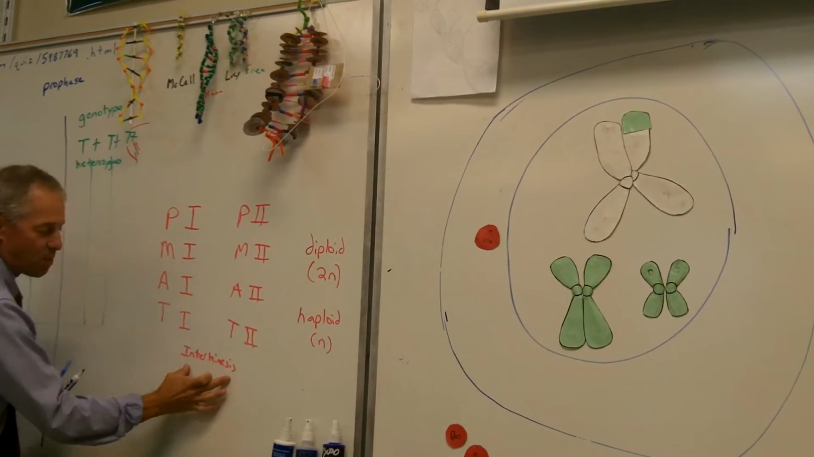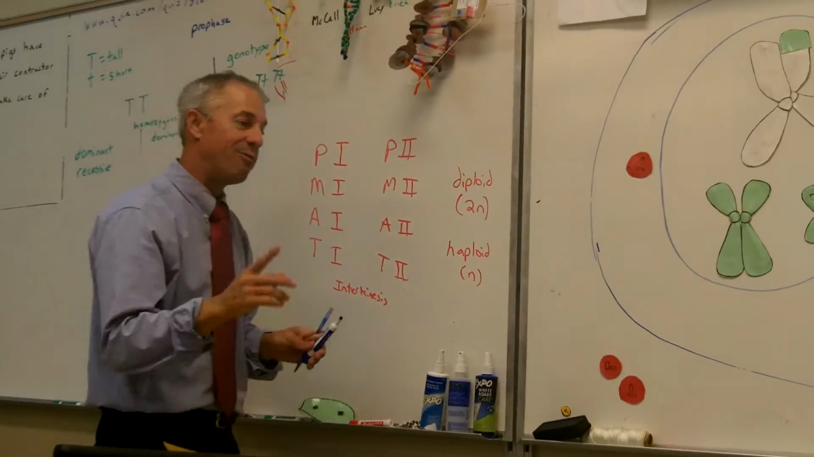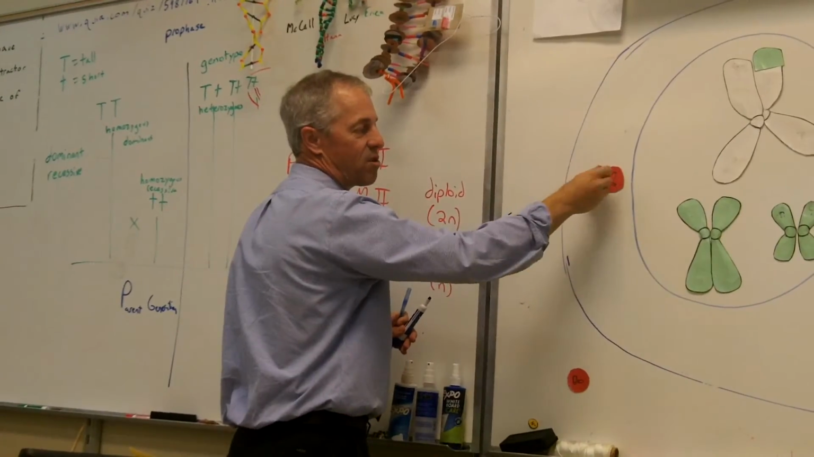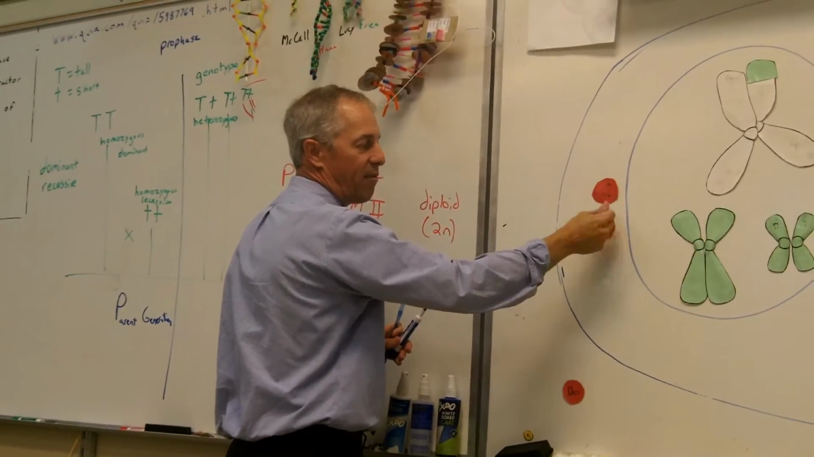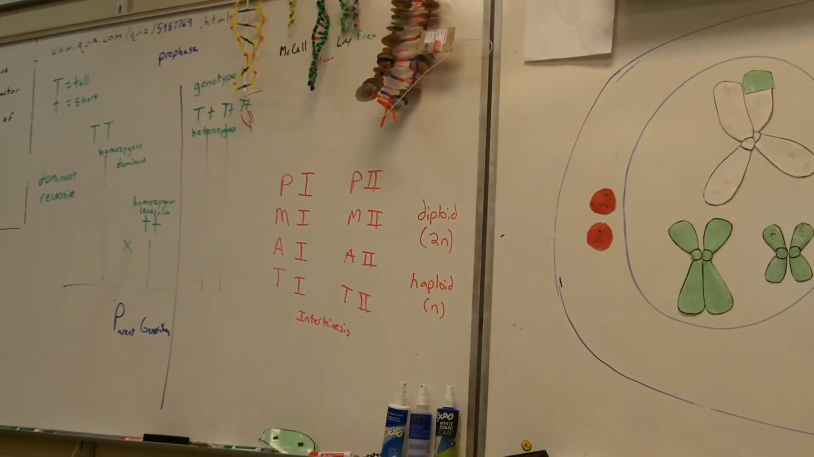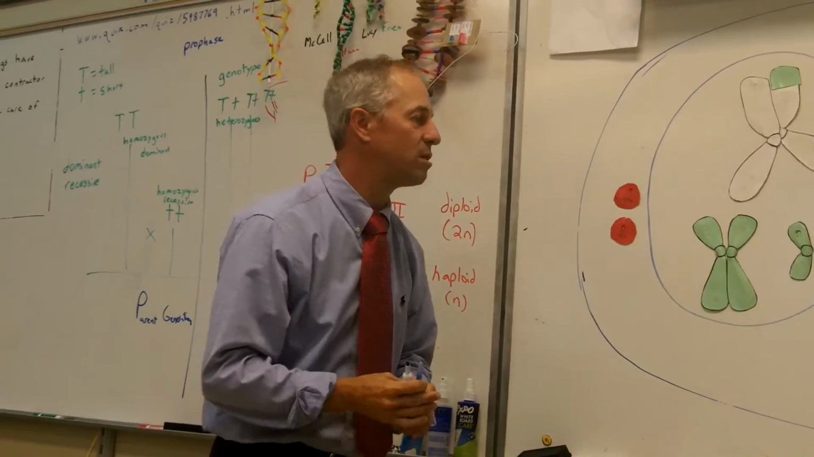There's this brief rest period called interkinesis before meiosis 2 starts. And what happens in interkinesis? Well, one of the things that happens is the centrosomes divide and form new centrosomes. And that's what happens over here too. These centrosomes are copied. There are enzymes that pull that off inside the cell.